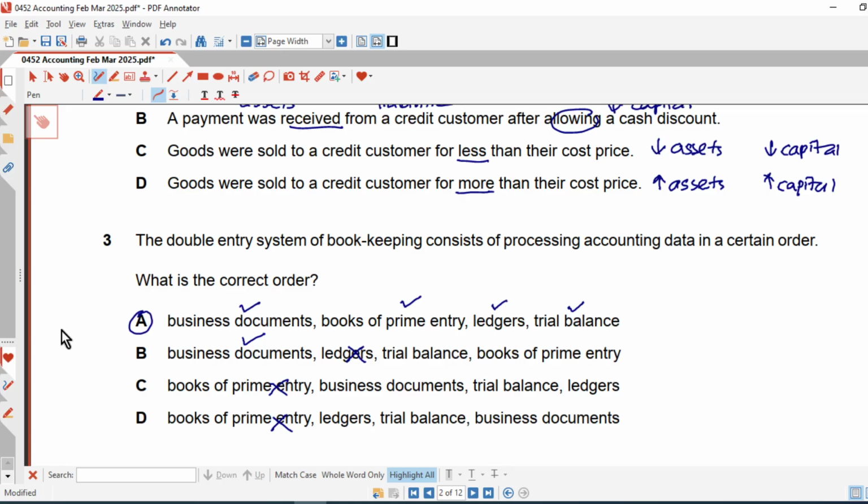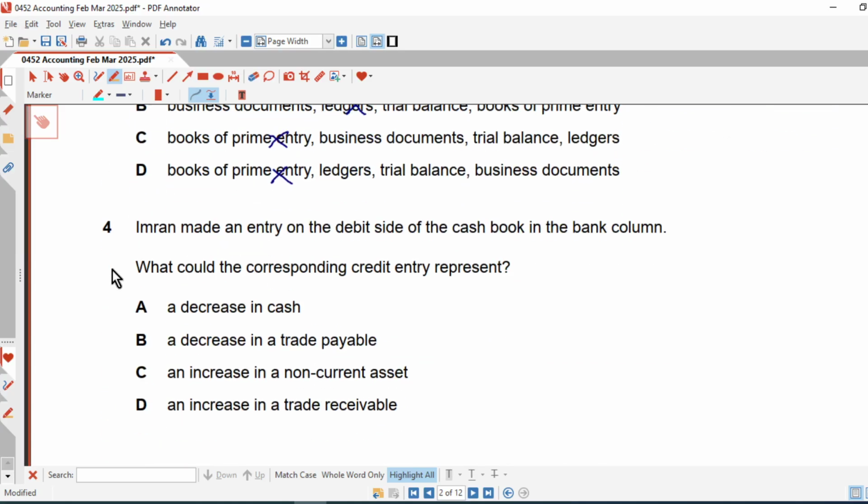Now that's one reason why I love the flowchart. It helps a lot, right? I believe it helps to some extent. Right, so let's bring you on to question 4. Imran made an entry on the debit side of the cash book in the bank column. What could the corresponding credit entry represent? So you made a debit entry in the bank column. You debited bank. So what is your credit entry?